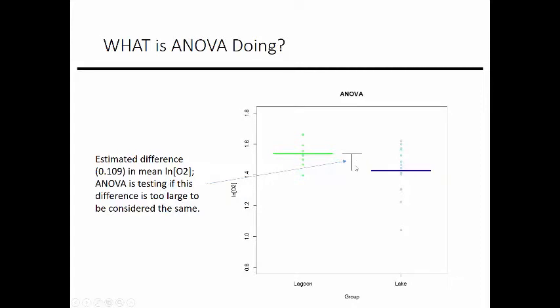Now you're probably saying to yourself, why don't I just do a t-test? It'd be much more straightforward. It would, but this is just an example. You can do ANOVA when there's only two groups, but again, ANOVA in this situation is literally a glorified t-test.